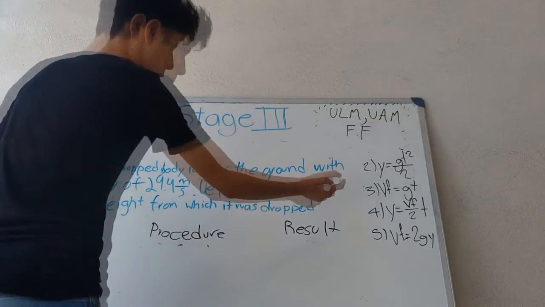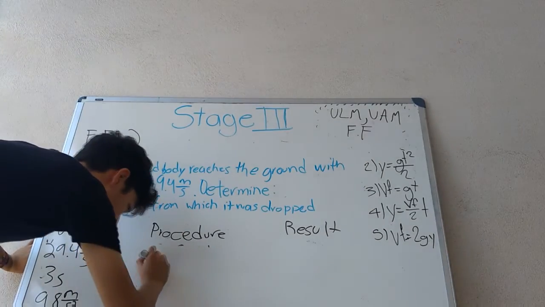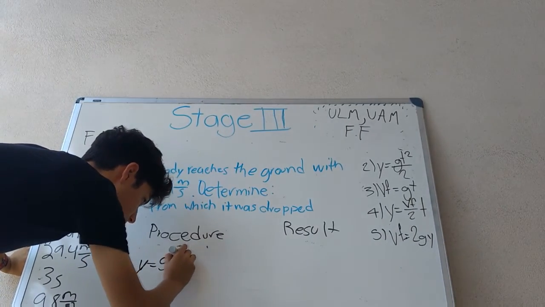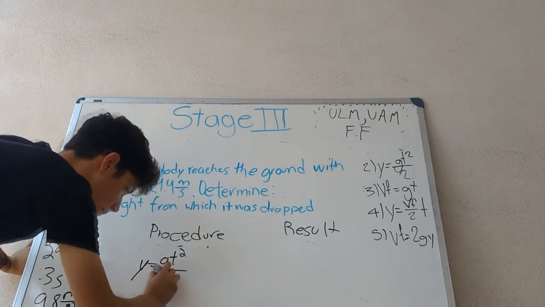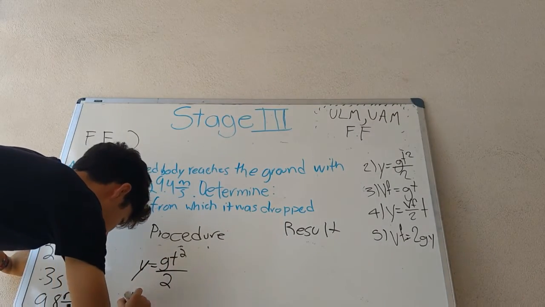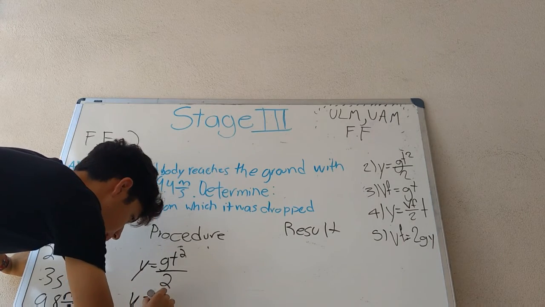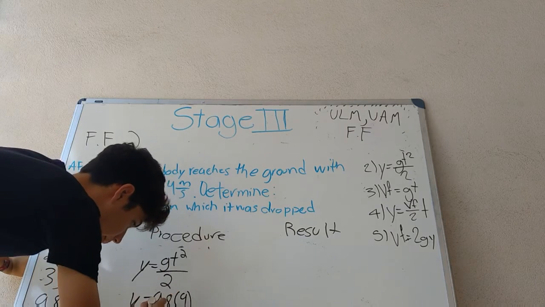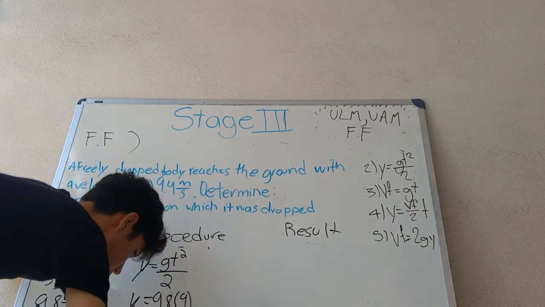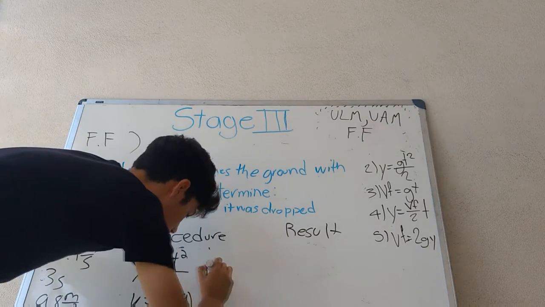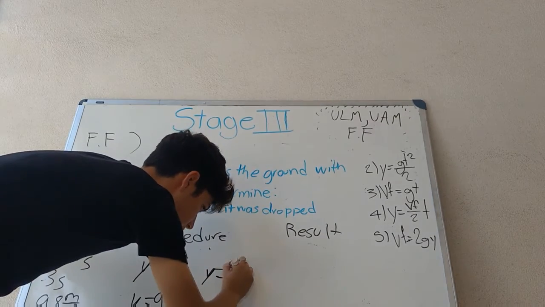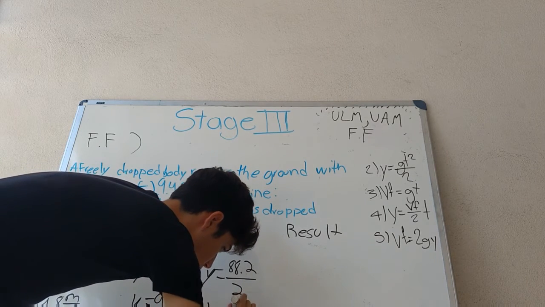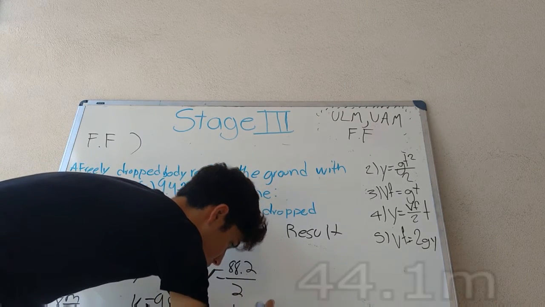We will use this formula. The formula is height is equal to gravity times time squared divided by 2. The gravity is 9.8, time squared, which will be 9, which is 3 squared, and divided by 2. This is equal to y, equal to 88.2 divided by 2. And finally, y is equal to 44.1 meters.